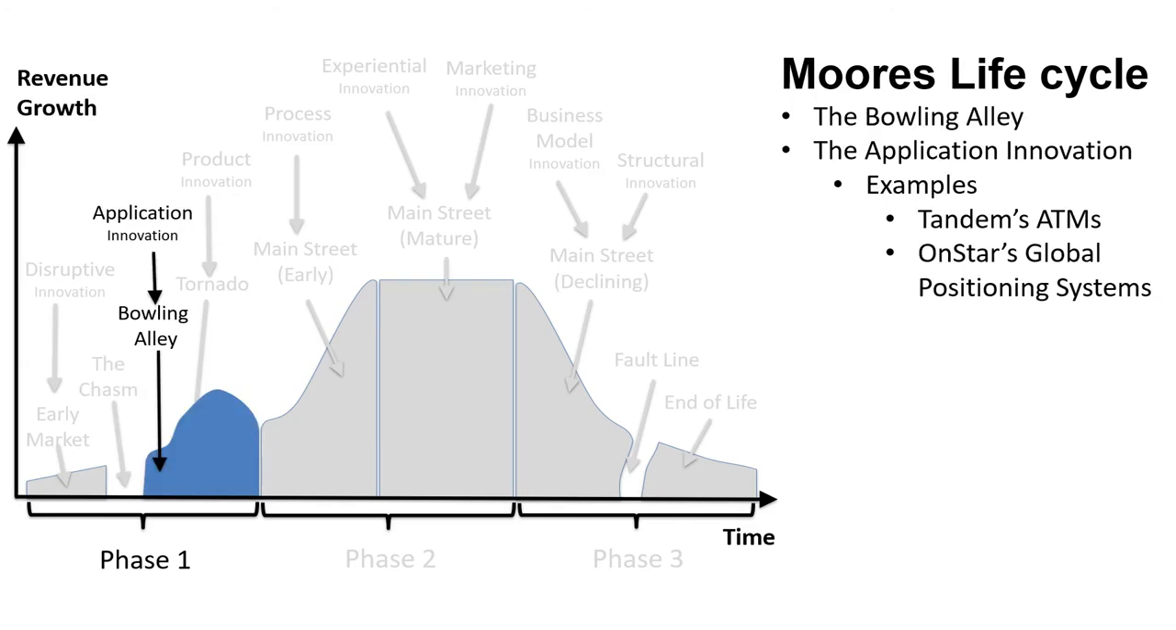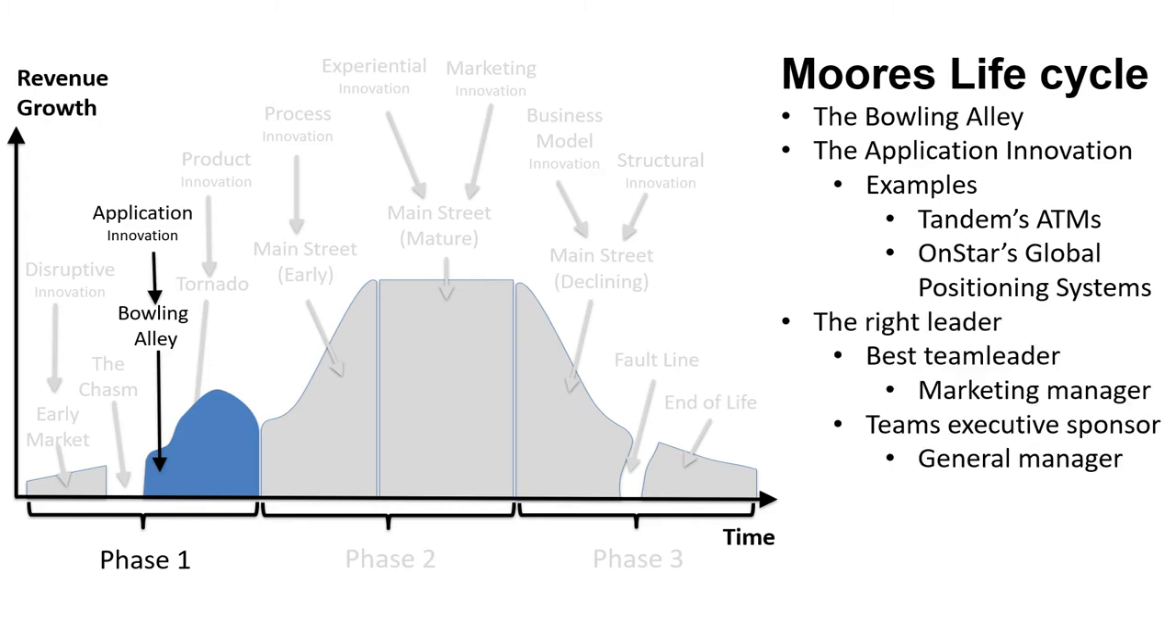Stage 3. The Bowling Alley. Application innovation is the aligning innovation type. The application innovation takes existing technologies into new markets to serve new purposes, such as when Tandem took computers into the banking market to create ATMs, or when OnStar took global positioning systems into the automobile market for roadside assistance.